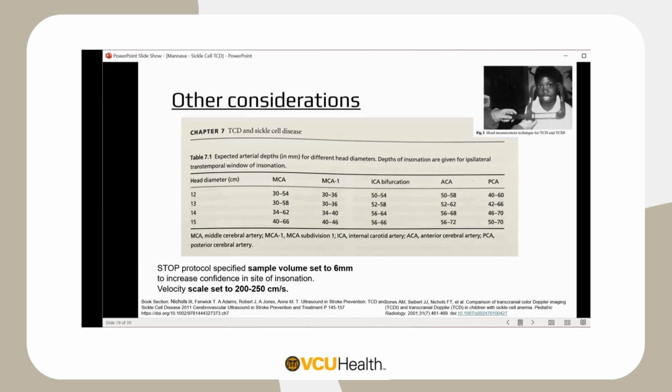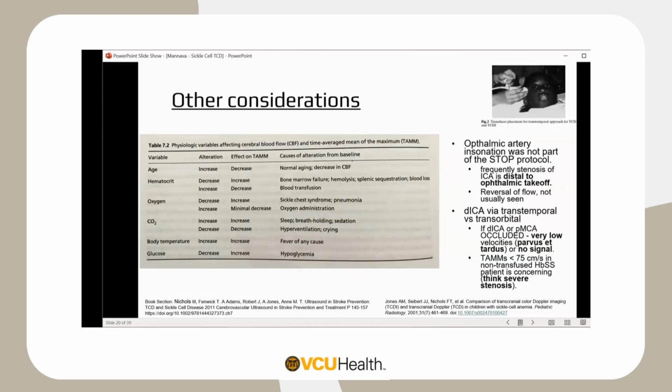They set their velocity thresholds a lot higher as well in these trials, because kids are purported to have higher velocities than adults, and definitely more so in sickle cell due to decreased viscosity and anemia. There are multiple things that can impact pediatric TCD as well: a crying child, hyperventilation, breath holding, having a fever, being acutely sick. All of these things can affect your TCD, so that's something to take into mind. And then, of course, the ophthalmic artery is not part of the stroke protocol, even though we use that in adult TCD most of the time.